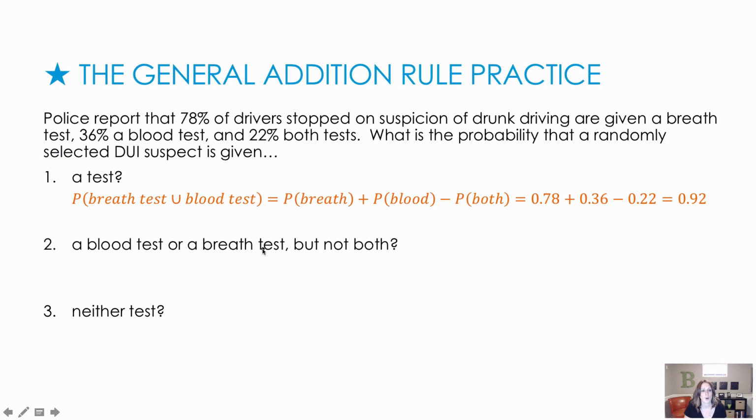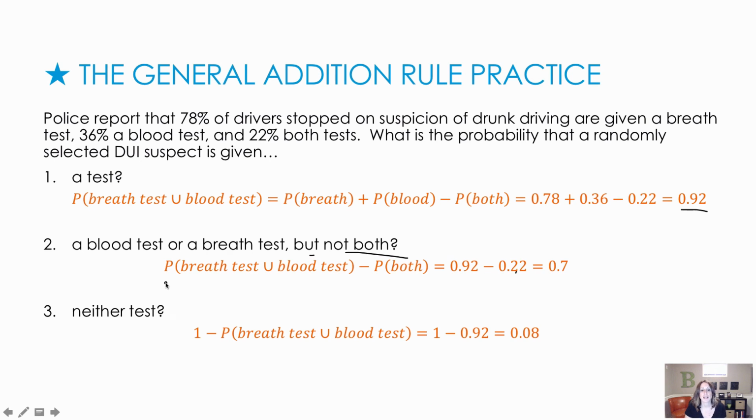Next, a blood test or a breath test, but not both. So that would be breath union blood, just as we did before, minus the probability of both. So again, 0.92 minus 0.22. Keep in mind that this is a little bit different. I'm finding the probability that they had one or the other, and then I want to take out that middle section again where they had both tests. So here's the probability that they had either test and possibly both. Here's the 0.92 that I used before, and then I'm subtracting the people that would be in that center part of my Venn, which would be people who had both.